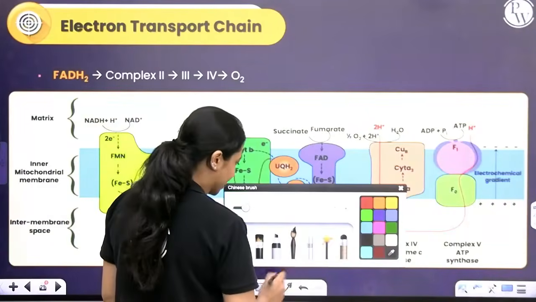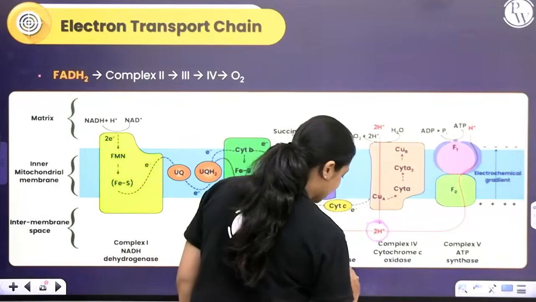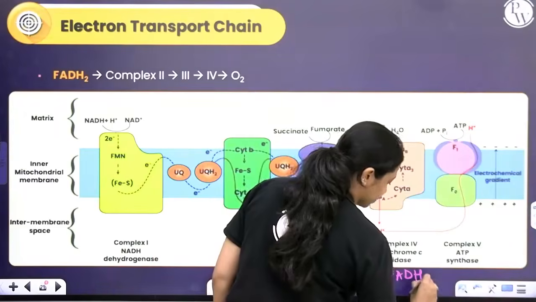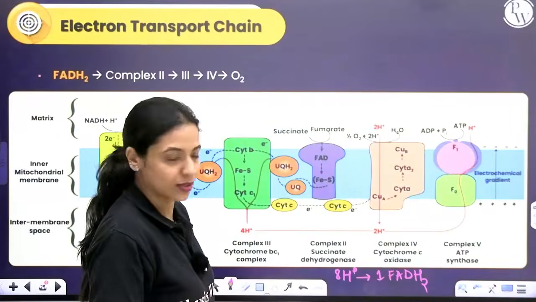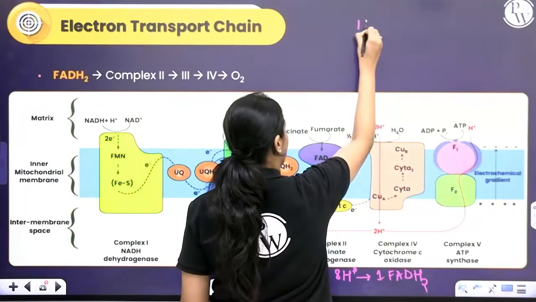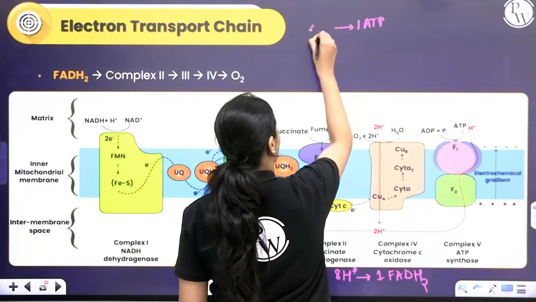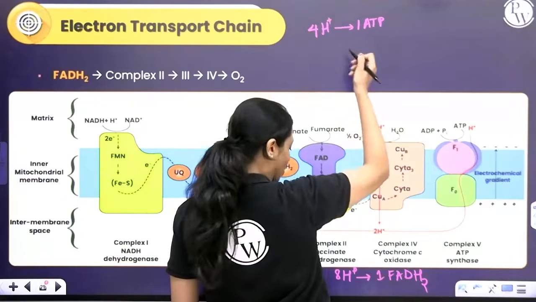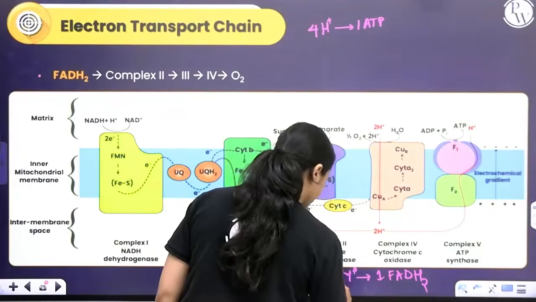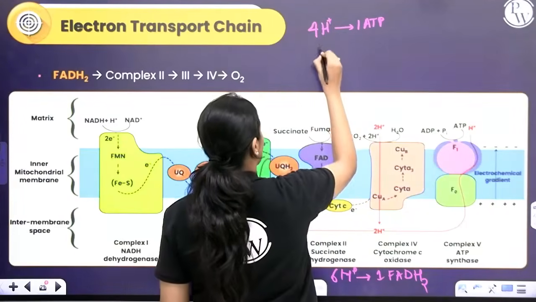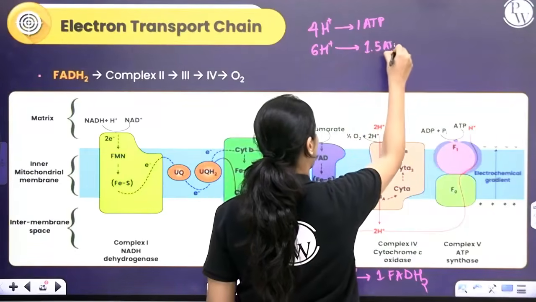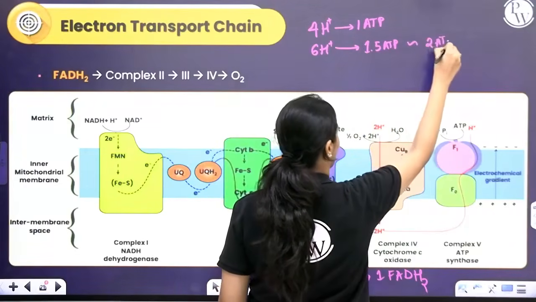In that case, we are getting a total of 8 protons from one FADH2. Right? For formation of 1 ATP, you require 4 protons. Right now, how many do I have? 4 plus 2. I've written 8. Sorry, this is 6. So, from 6 protons, you can roughly get around 1.5 ATP, which we will round off to 2 ATP.